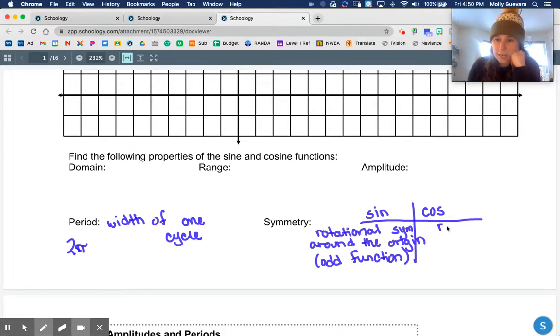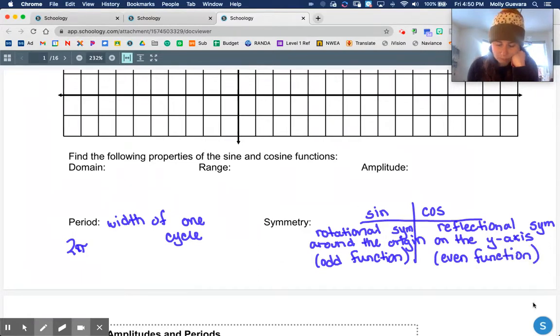And then cosine has reflectional symmetry, right, on the y-axis. You can just fold it along that y-axis and it'll be symmetric. And by definition, that means that it's an even function, which again, we talked about last lesson. So just a couple characteristics for us to know.